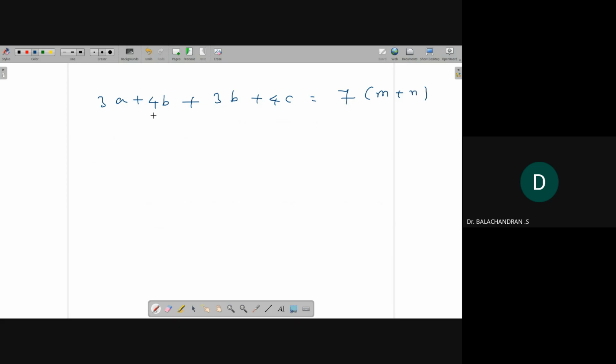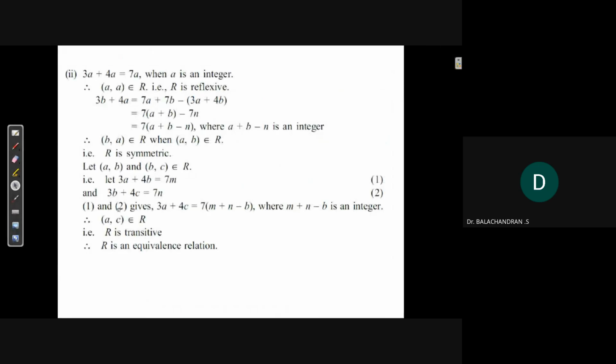So finally 3A plus 4C is equal to 7 into M plus N, minus 7B. So this is again M plus N minus B, which is an integer. So this implies A is related to C. 3A plus 4C is equal to 7 into M plus N minus B, where M plus N minus B is an integer. So A comma C are related, and hence it is transitive, and hence it is an equivalence relation.